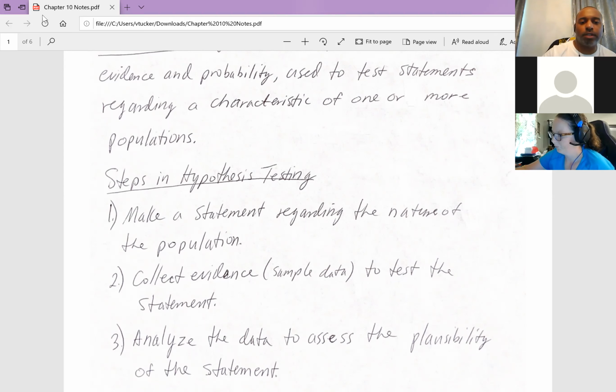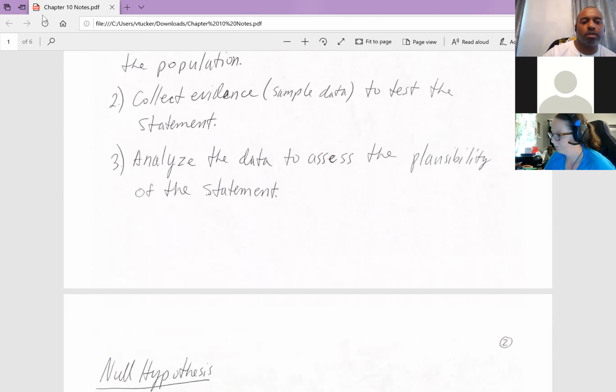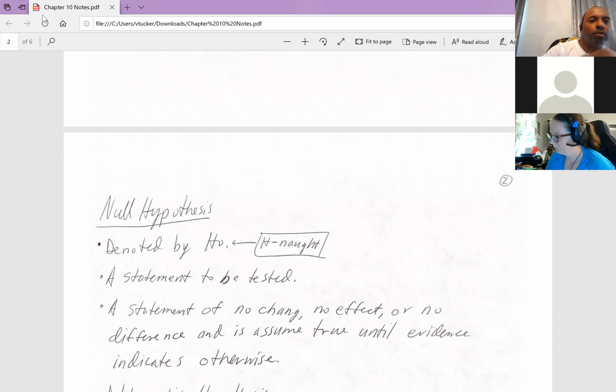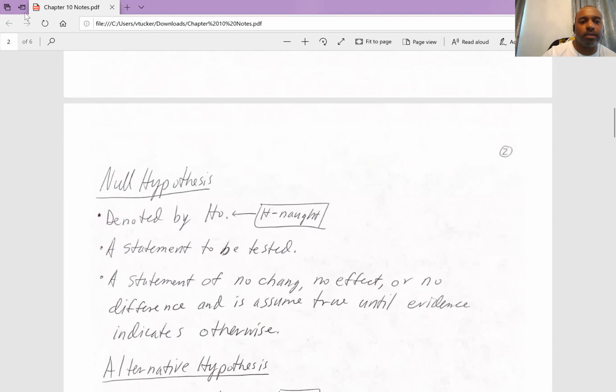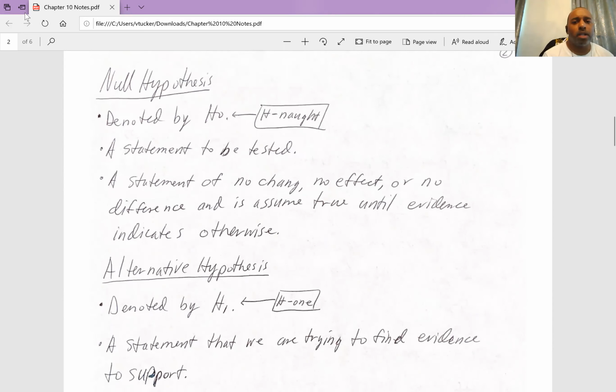All right, and we're still holding on to the sheet before we go to the next one. All right, good. So we have two types of hypotheses. There's your null hypothesis. It's denoted by H0, or H naught. That's what we say, H naught. It's the statement to be tested. It's a statement of no change. There should be an E right there; I left the E off. No change, no effect, or no difference, and it is assumed true until evidence indicates otherwise.